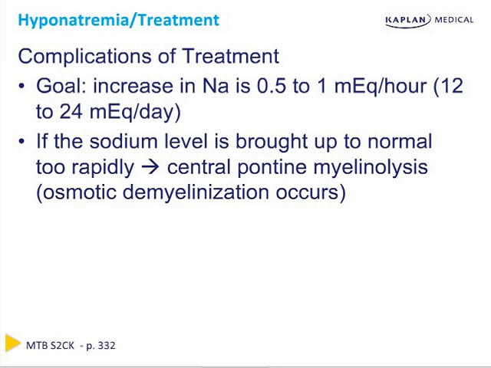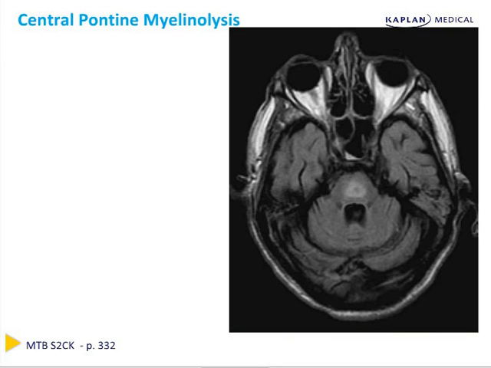What happens if you go too quickly? If the sodium level is brought up to normal too rapidly, you can get the feared complication of central pontine myelinolysis. On this MRI, you can see an example of central pontine myelinolysis. In the center of the pons, this white area represents an area of myelin loss as fluid shifts occurred rapidly when hyponatremia was corrected too quickly. Central pontine myelinolysis is an especially feared complication because it's rapid, it's irreversible, and it's often fatal.